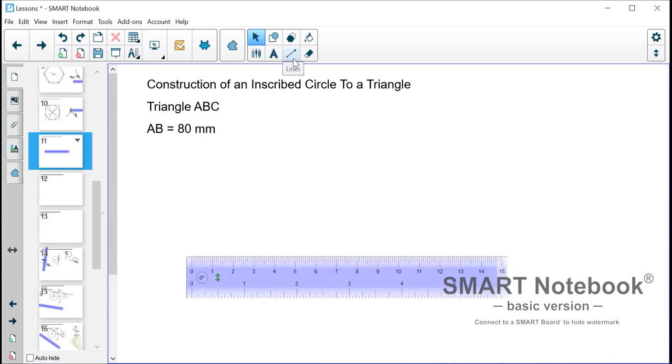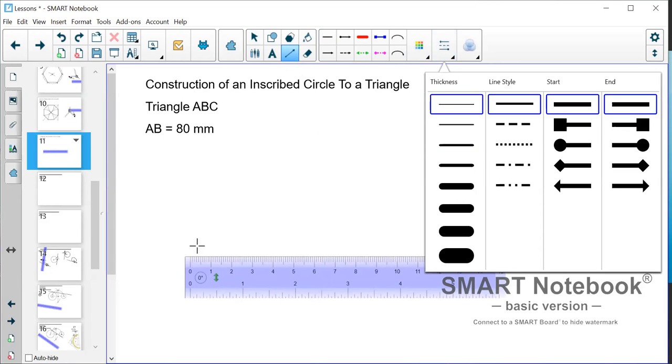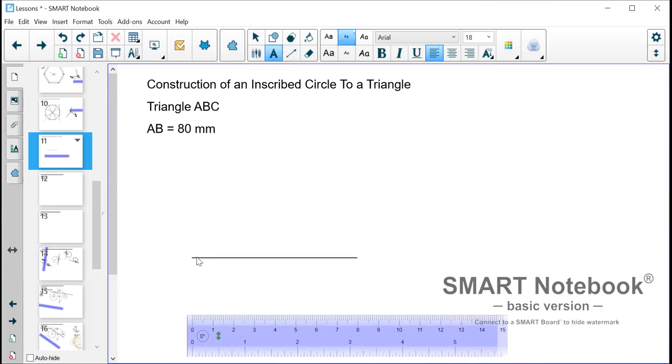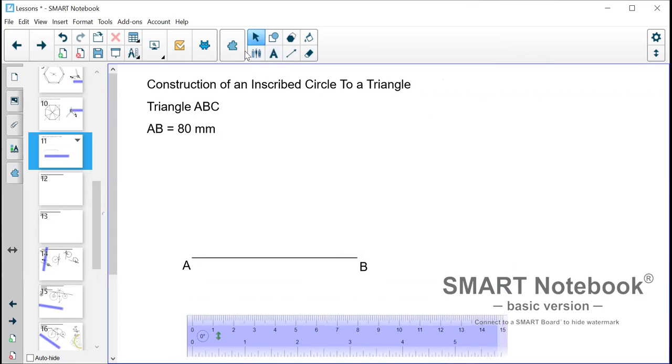Now, the first thing we would need to do is draw the baseline of that triangle to the given measurement, which is 80. All right, so I draw my line 80 mm. Additionally, I label. Good. Now, after that, I would need to get the other two sides. And of course, I'm just going through this for persons who may have forgotten how to construct a triangle when given the length of the sides.